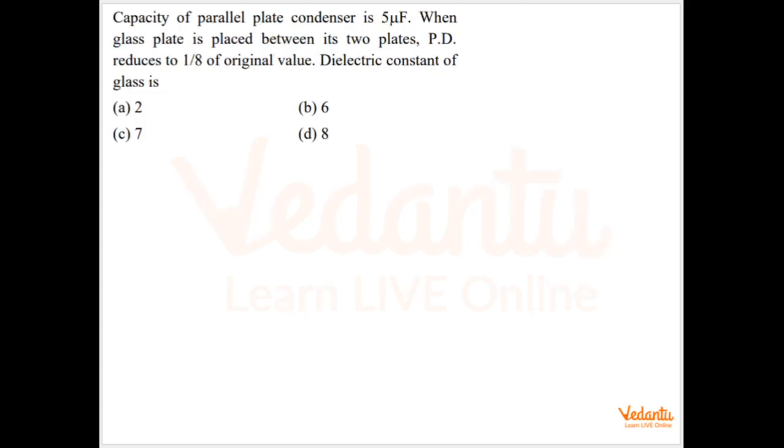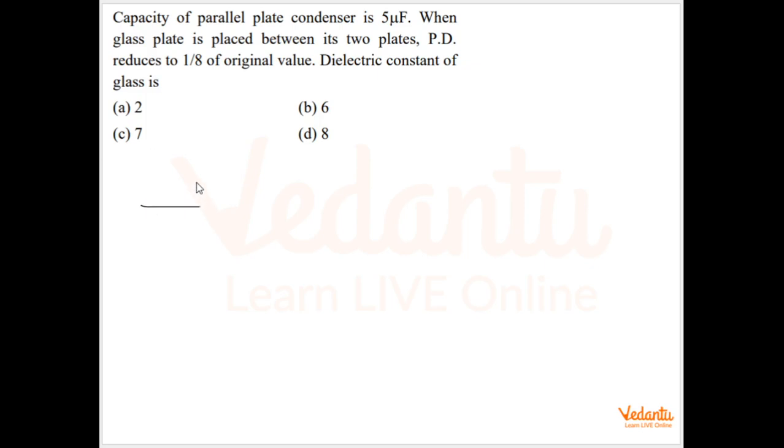In this question, my dear bachcha log, the capacity of a parallel plate capacitor is 5 microfarad. When a glass plate is placed between its two plates, the potential difference reduces to 1 by 8 of its original value. The dielectric constant of the glass is what?